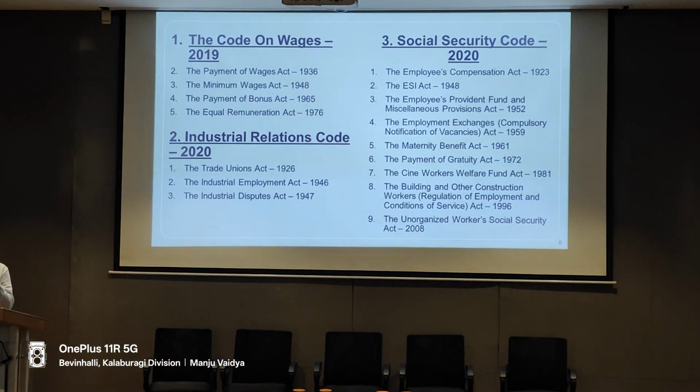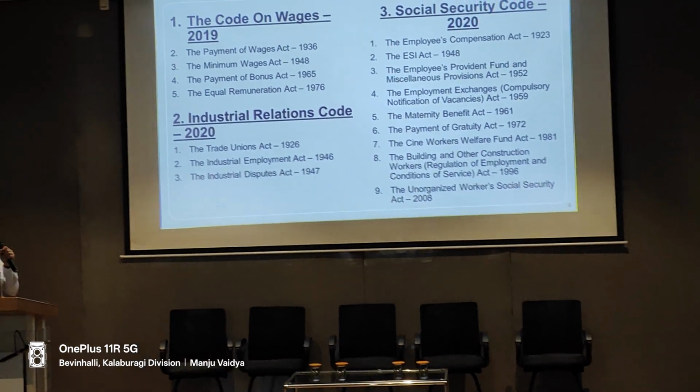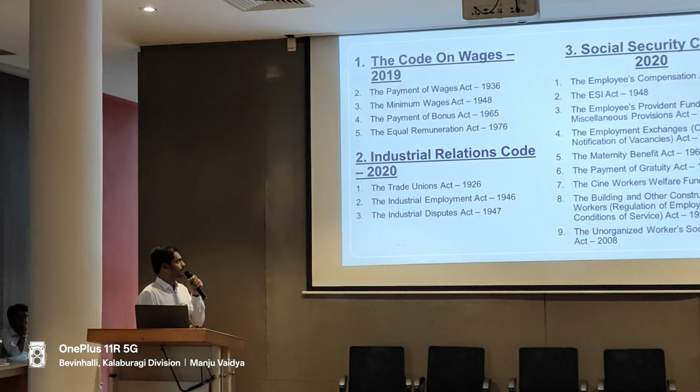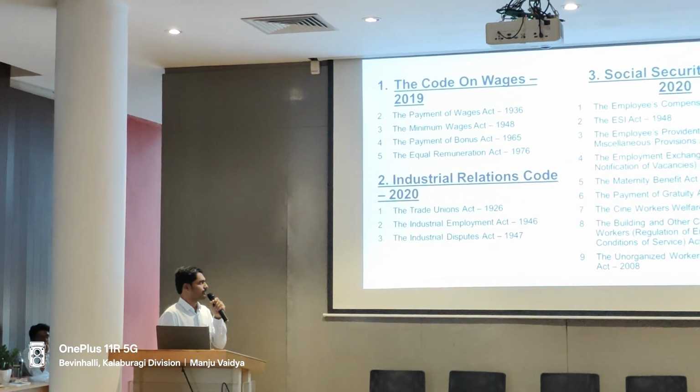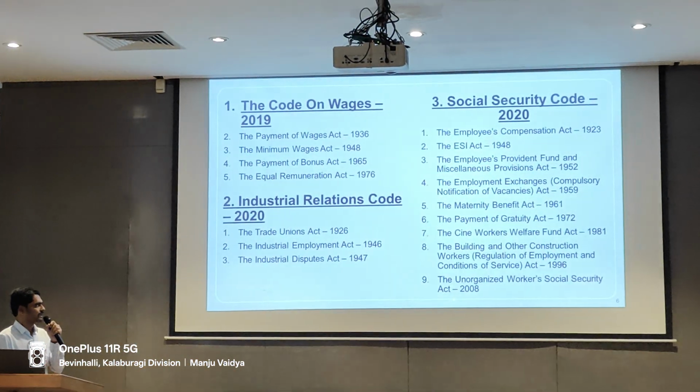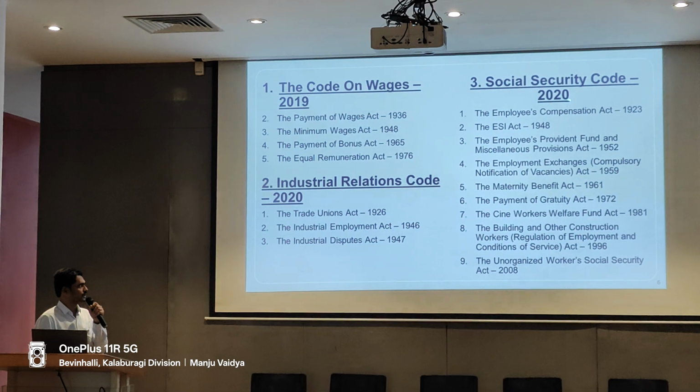So the code on wages combines 4 previous acts into one code called the code on wages, 3 codes were combined into the industrial relations code, and 9 laws which were there before are combined into the social security code.